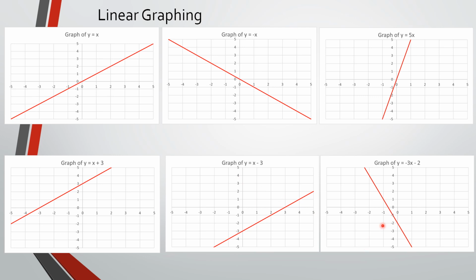So we have an example here. We have negative 3, so it's going to be a negative trend here. Negative 2. So it still crosses the y-axis at negative 2, even though the slope is much greater, even though it's going down much more.